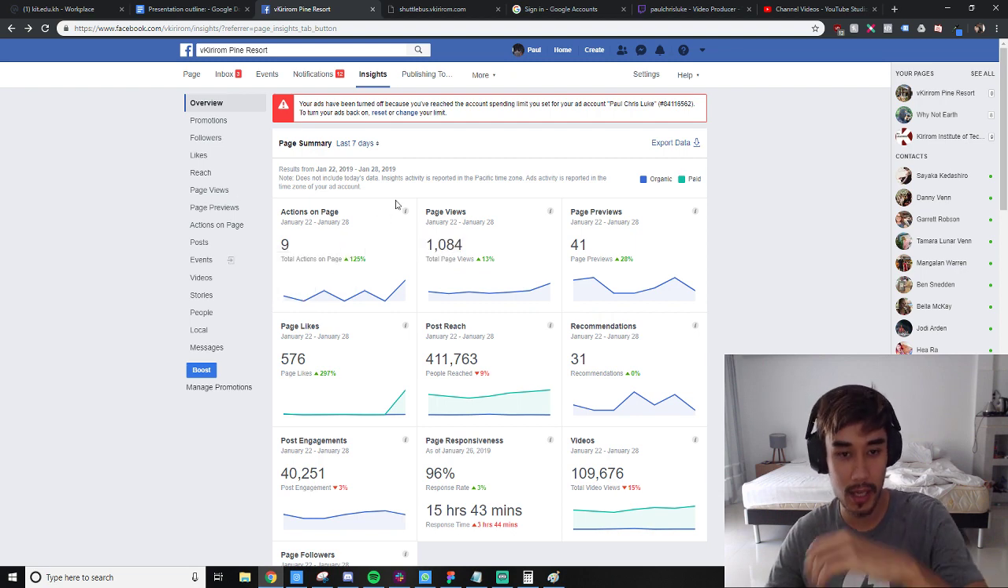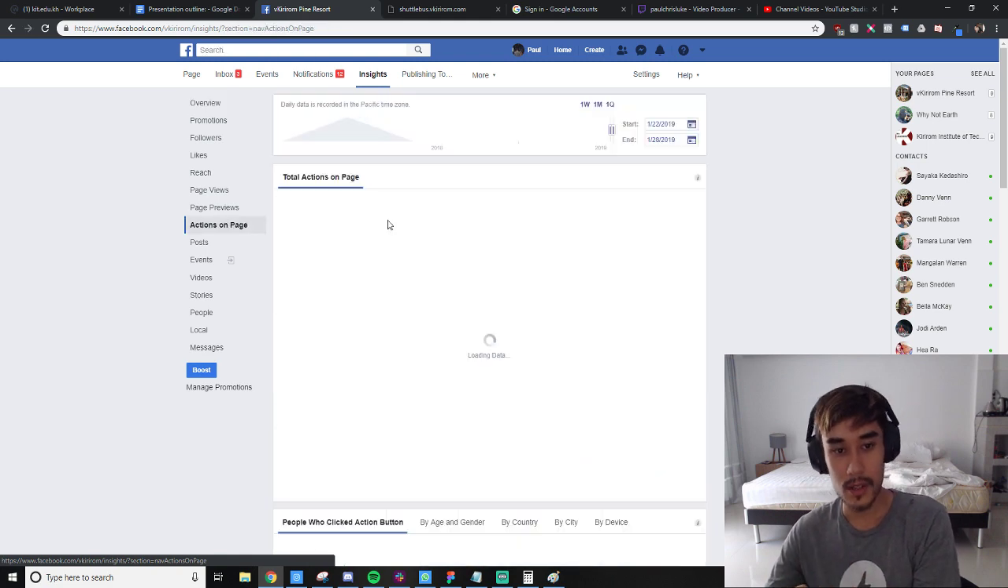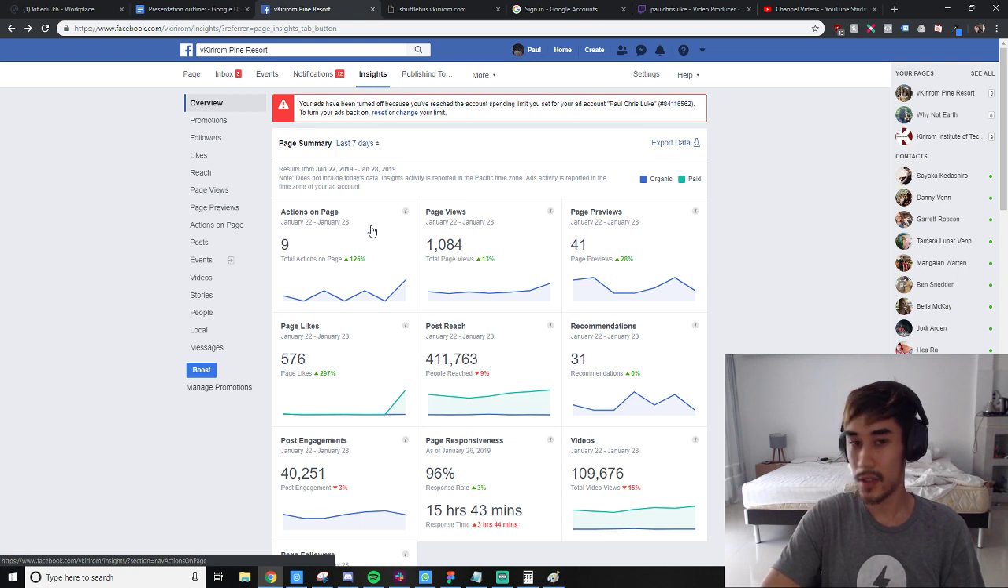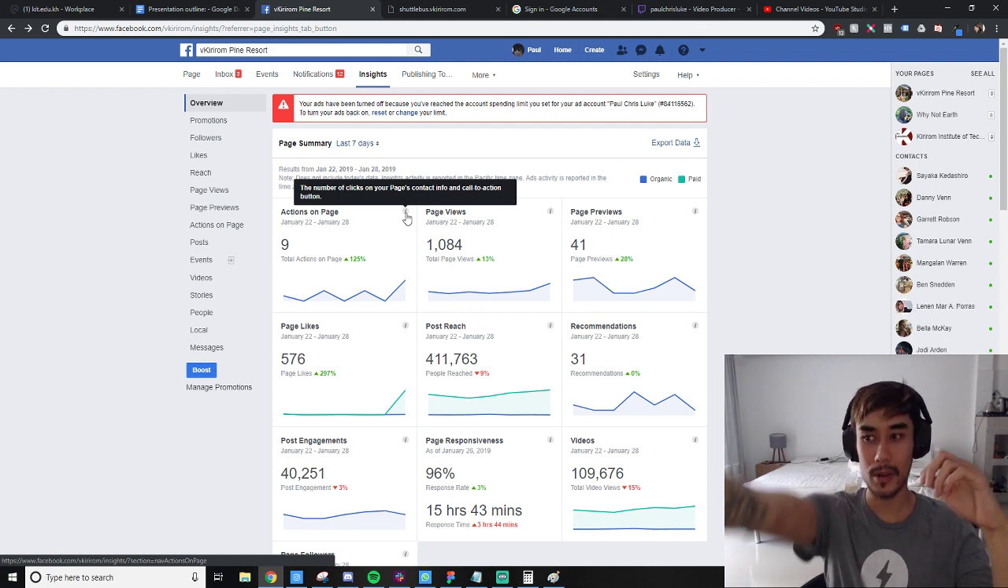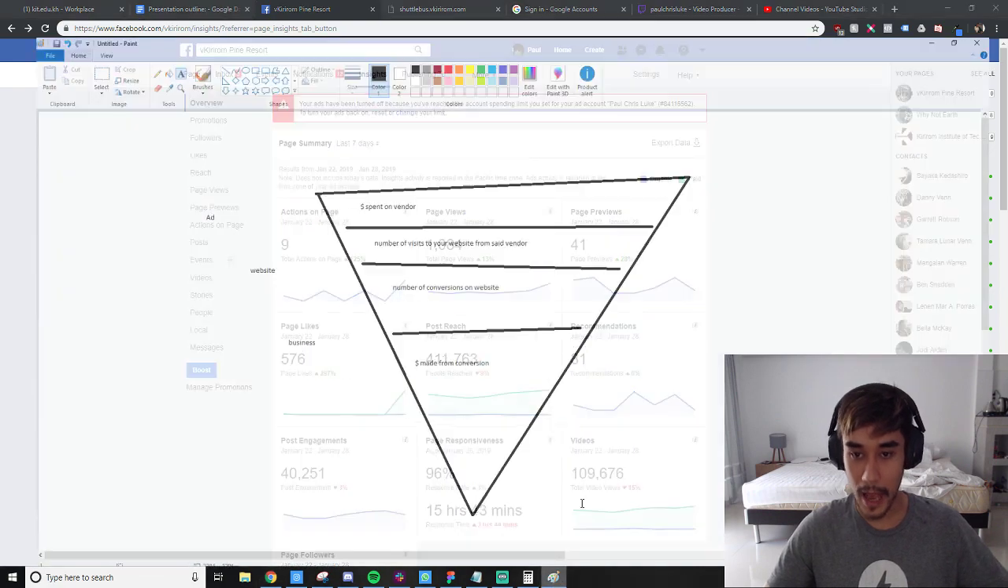So, action taken on page. But what is an action? The number of clicks on your page's contact info. First of all, clicks don't matter. Just because someone clicked on the contact info and call to action button, just because someone clicked on opening up a message, if they never sent anything, it doesn't help you. Nothing happened in our funnel here.